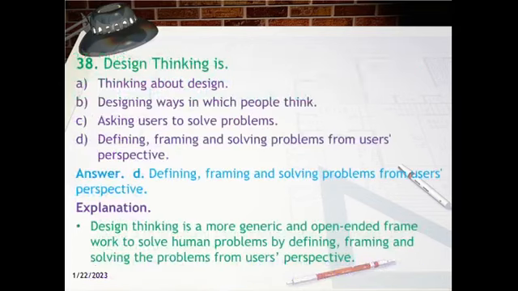38. Design thinking is: thinking about design; designing ways in which people think; asking users to solve problems; defining, framing and solving problems from users' perspective. Answer: D. Defining, framing and solving problems from users' perspective. Explanation: Design thinking is a more generic and open-ended framework to solve human problems by defining, framing and solving the problems from users' perspective.